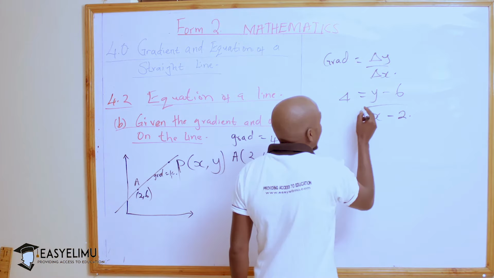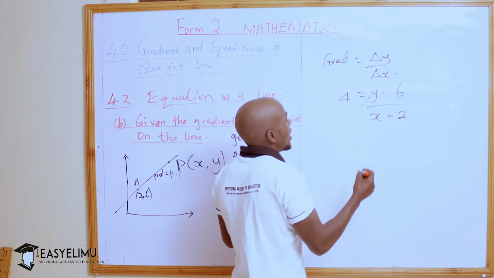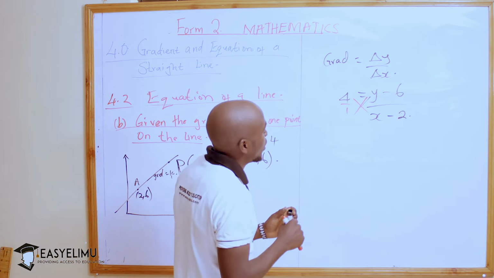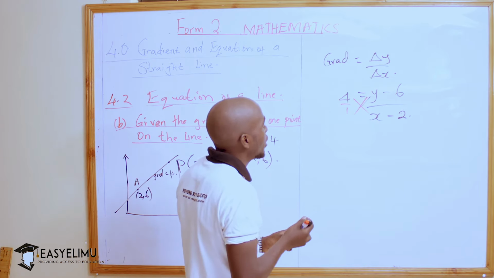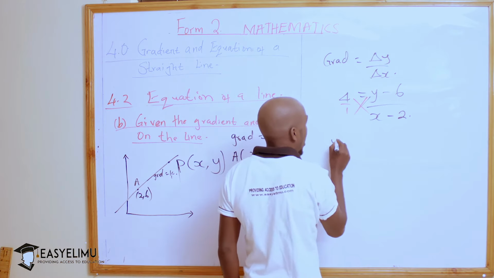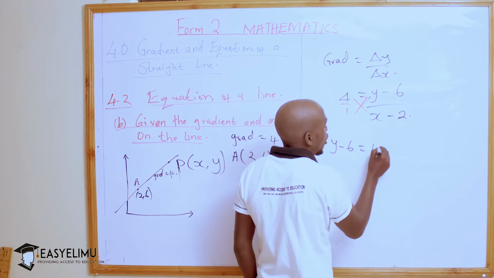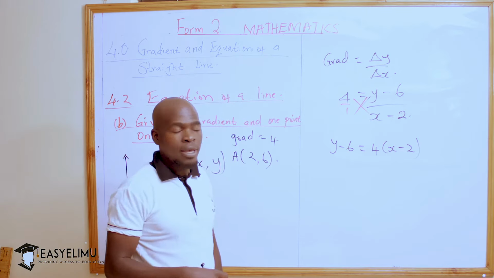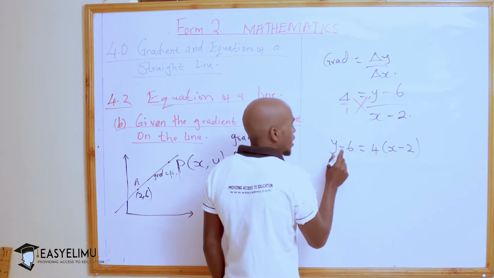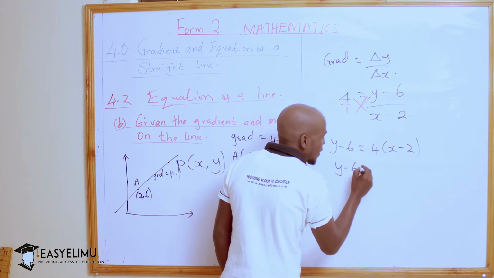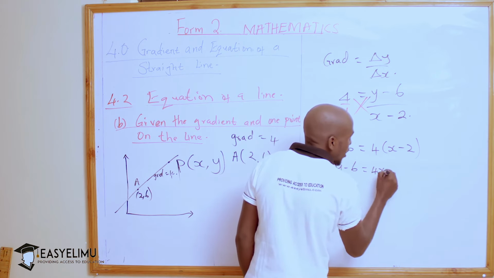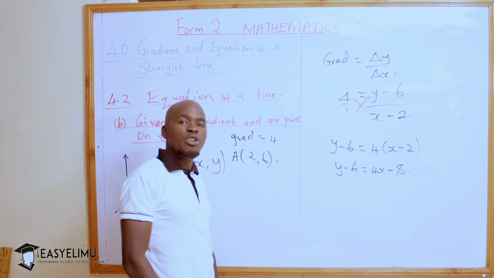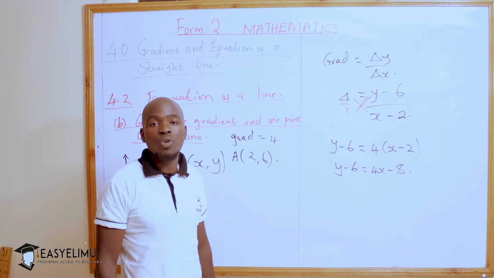So in other words, I am required here to do what we refer to as cross multiplication. If I do cross multiplication there, I am going to end with y minus 6 is equal to 4 into bracket x minus 2. If you cross multiply, you will end up with y minus 6 is equal to 4x, if you expand the bracket, minus 8. That is the equation of that line.